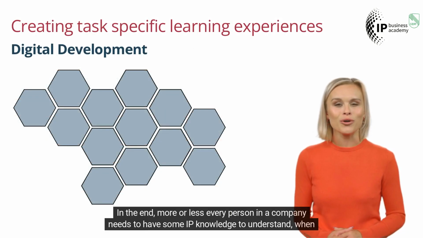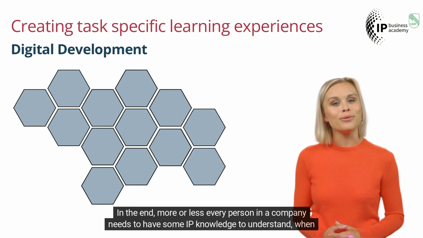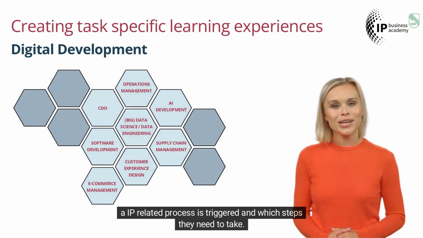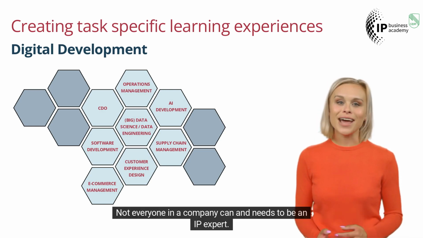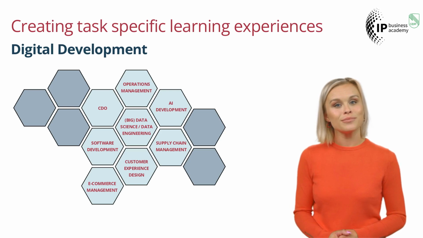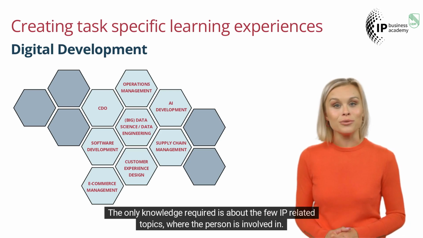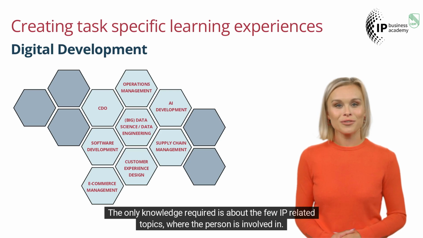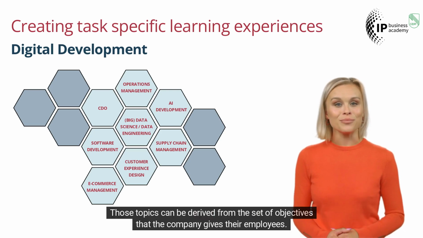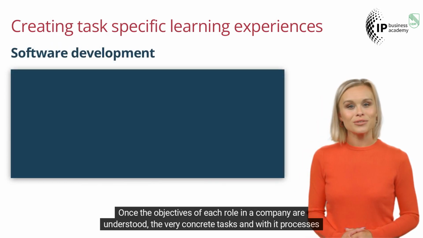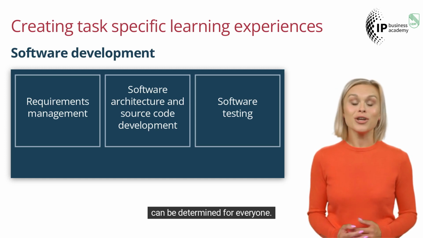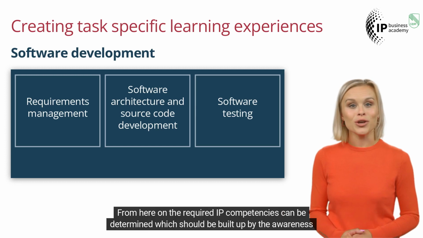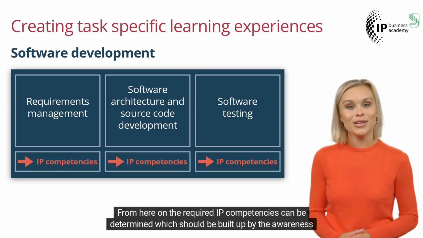In the end, more or less every person in a company needs to have some IP knowledge to understand when an IP-related process is triggered and which steps they need to take. Not everyone in a company can and needs to be an IP expert. The only knowledge required is about the few IP-related topics where the person is involved. Those topics can be derived from the set of objectives that the company gives their employees. Once the objectives of each role are understood, the very concrete tasks, and with them processes, can be determined for everyone. From here on, the required IP competencies can be determined, which should be built up by the awareness building effort.